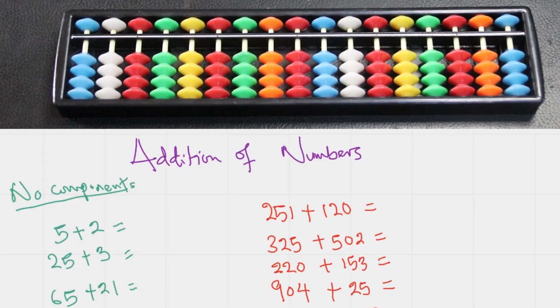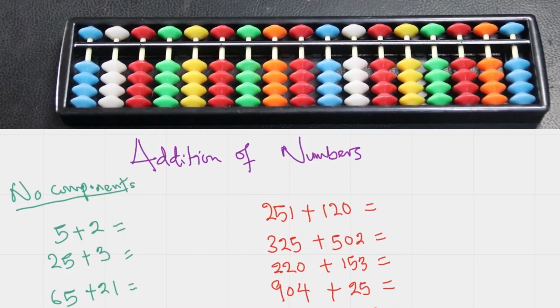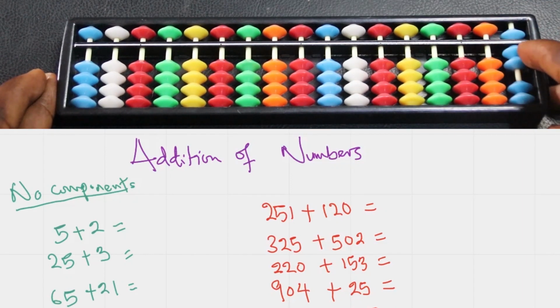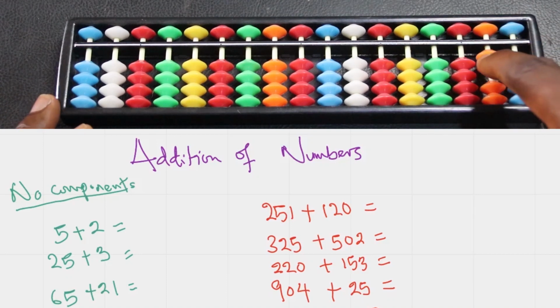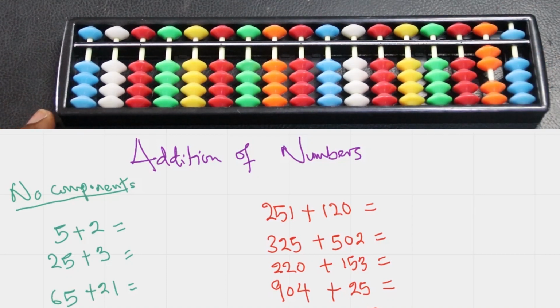Starting with 5 plus 2, how do we count 5? 5 is a unique number. This is 5 plus 2. I move 2, and that's exactly what 7 looks like on abacus. 5 plus 2 is 7. Let's do some more interesting numbers. 25 plus 3: 2, 5, that is 25, plus 3, move 3, and then you have 28.